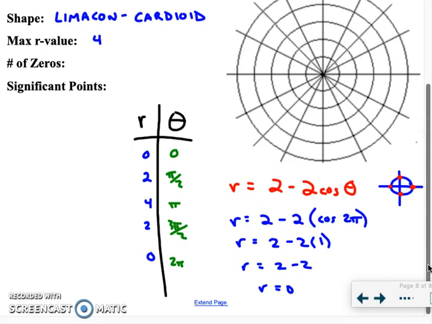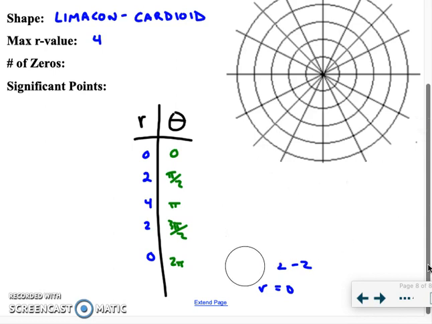So again, I'm going to erase some of this stuff here. Definitely don't want to erase the t-chart. Again, we just worked hard at obtaining that. So we're going to go ahead and start plotting our points.